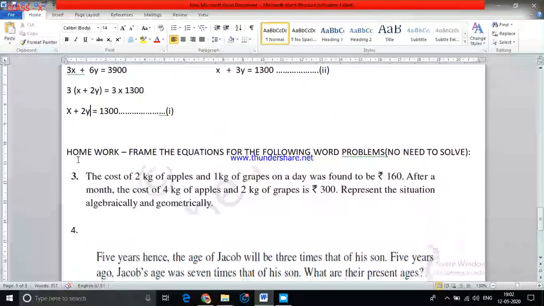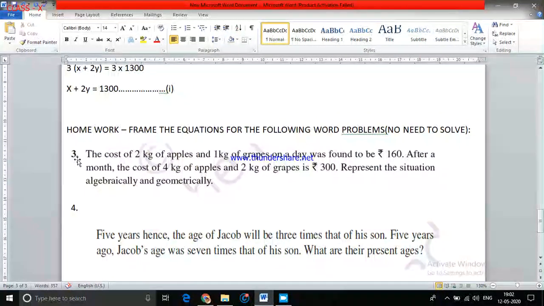Now here is the homework. Question number 3 and 4. You have to frame the equation, no need to solve them. 2 kgs of apple and 1 kg of grapes on a day was found to cost 160 rupees. After a month, the cost of 4 kgs of apple and 2 kgs of grapes is 300. Just frame the equation.